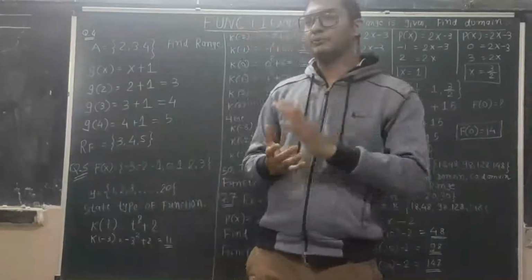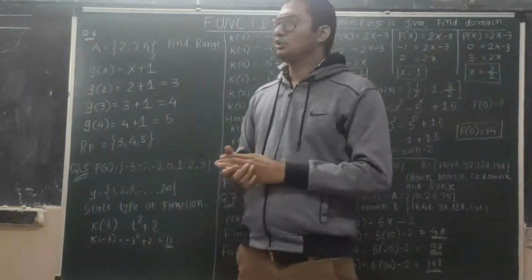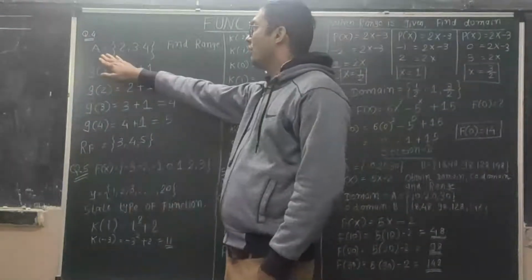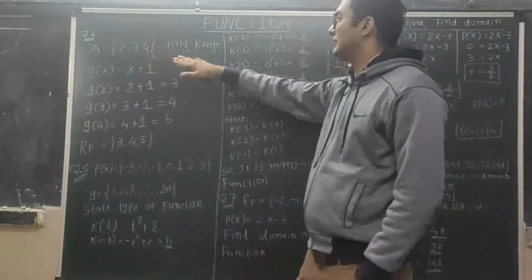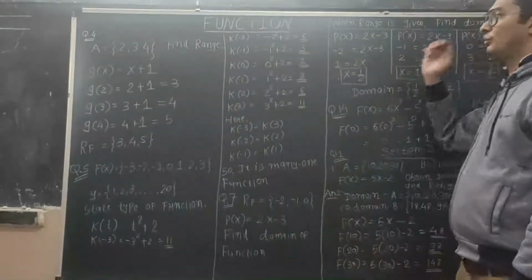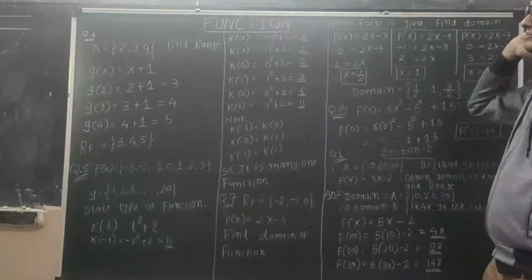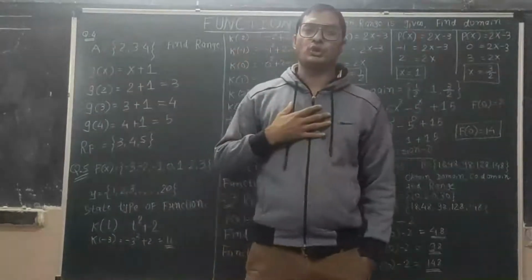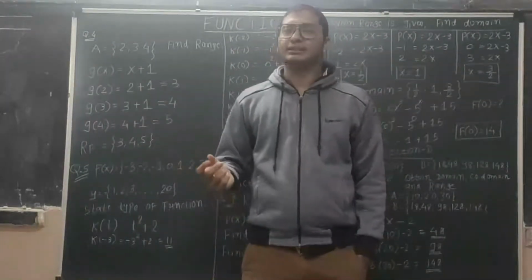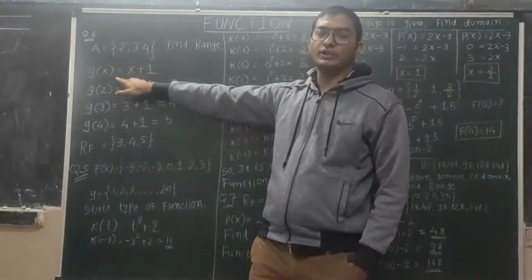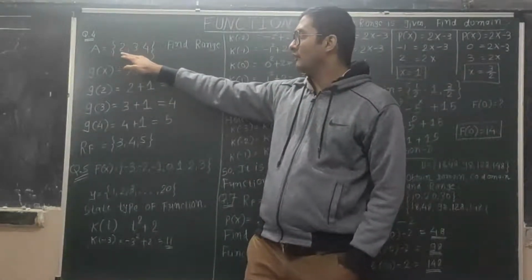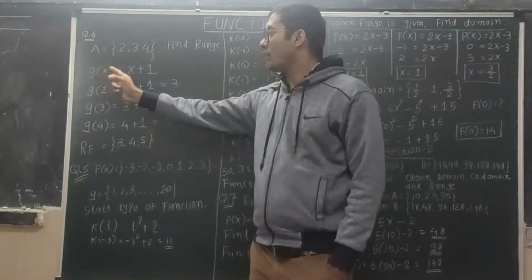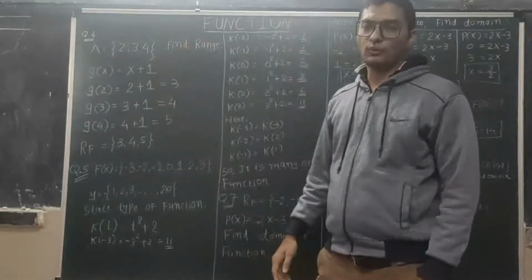All these questions are of different types, and we are going to start all types of questions with proper explanations. So here in question number 4, you can see that domain A is equal to 2, 3 and 4, and we want to find out the range. As we explained in the last class, if we want to find the range, then in the function equation put the values of the domain. The function equation is g of x is equal to x plus 1.